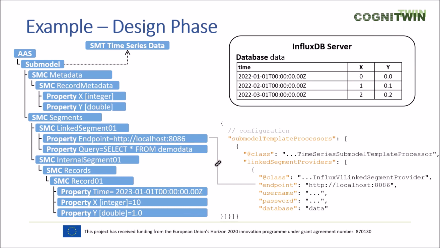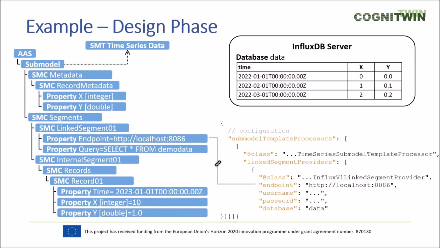Let's assume we have some time series data with the values x of type integer and y of type double. We have data from 2022 that is archived in an external InfluxDB database as shown on the top right. For simplicity, let's limit the data to 3 entries, with 1 for each of the first day of January, February and March. The more recent data from 2023 should be stored in the AAS itself rather than an external database.